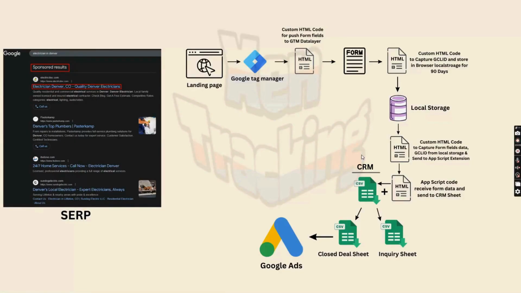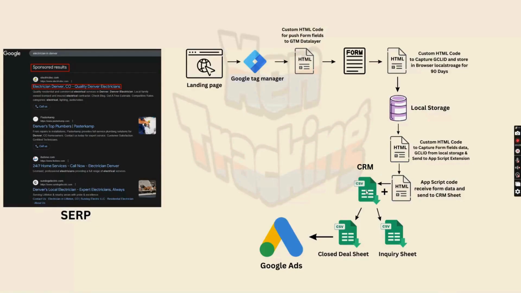Next, we create the CRM system using a connected Google Sheet. First, we build a parent CRM sheet. All leads are initially stored here. This sheet contains lead information, ad click data, GCLID, and a status column. This sheet acts as a central control panel for your leads.